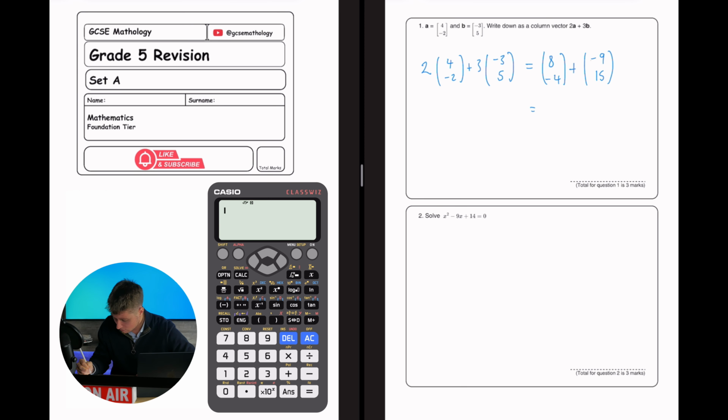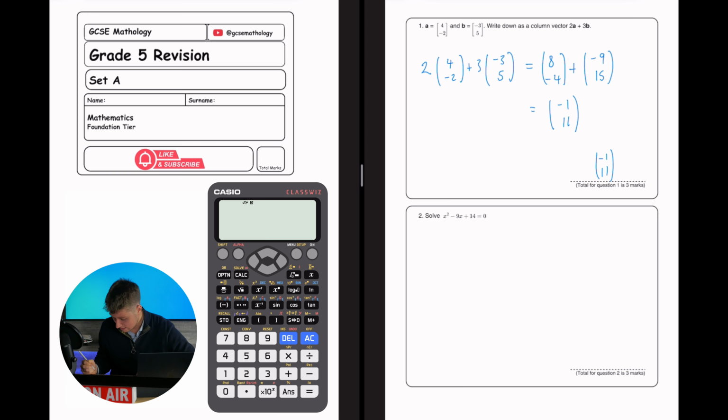Next we're going to add the x coordinates together, so we've got 8 plus -9, which is -1, and then -4 plus 15, which is equal to 11. So the final answer is (-1, 11).